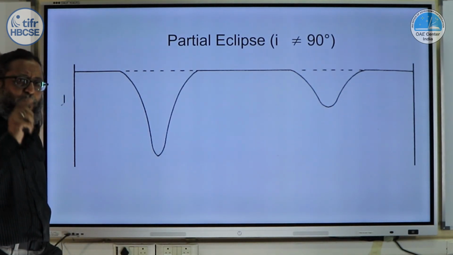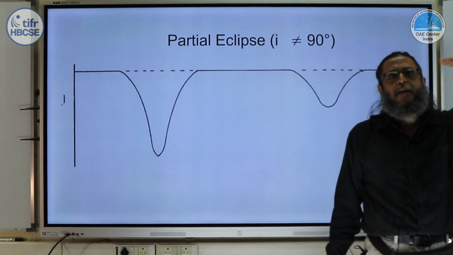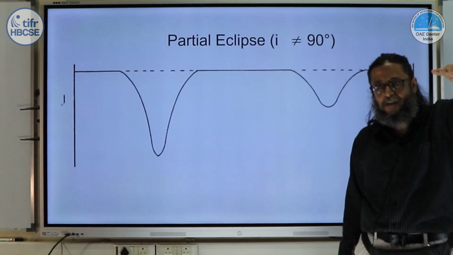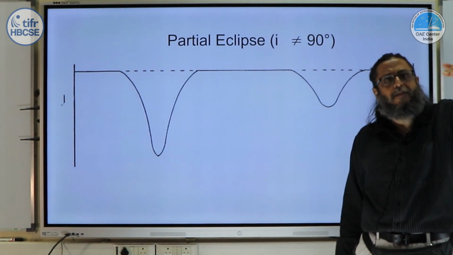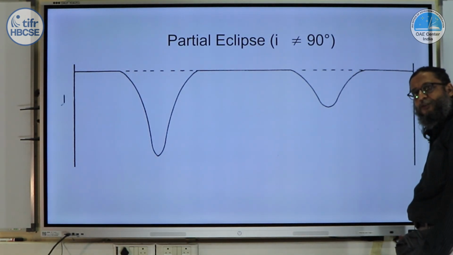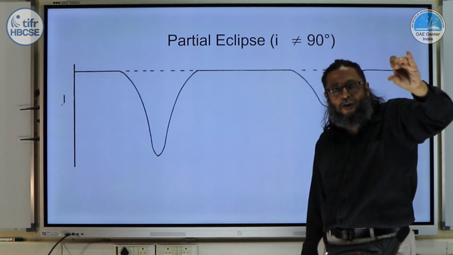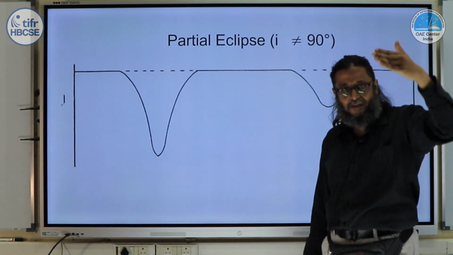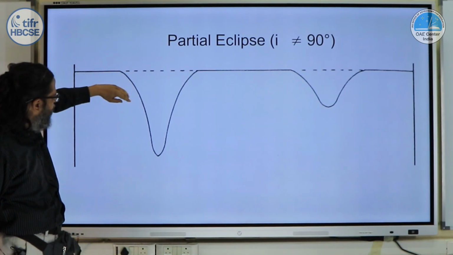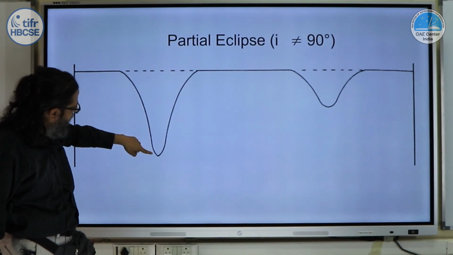Then, more often than not, the inclination of the orbit is not exactly parallel to the line of sight. You are at a certain angle, again simply because of the random distribution of the systems in the universe. So, in that case, what happens? You will not see the whole occultation. Only part of the star gets obscured, right? And hence, what you will see is not a full triangle. Of course, these effects are due to your limb darkening effects and all.